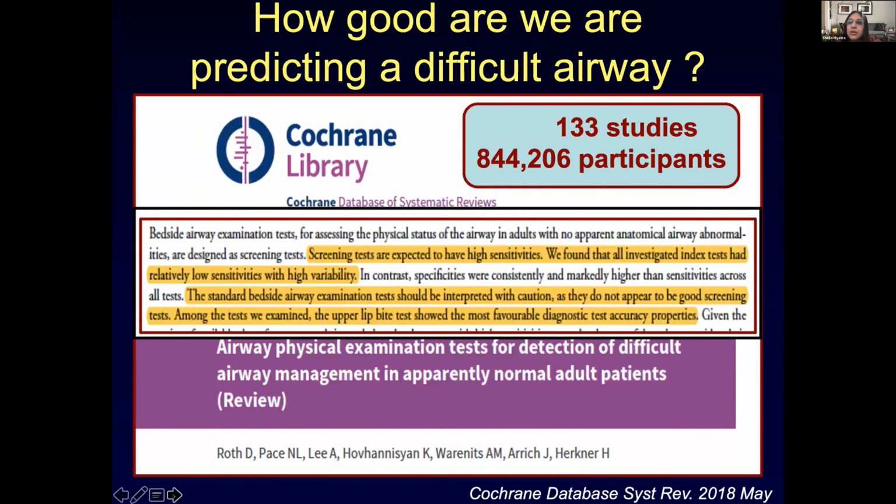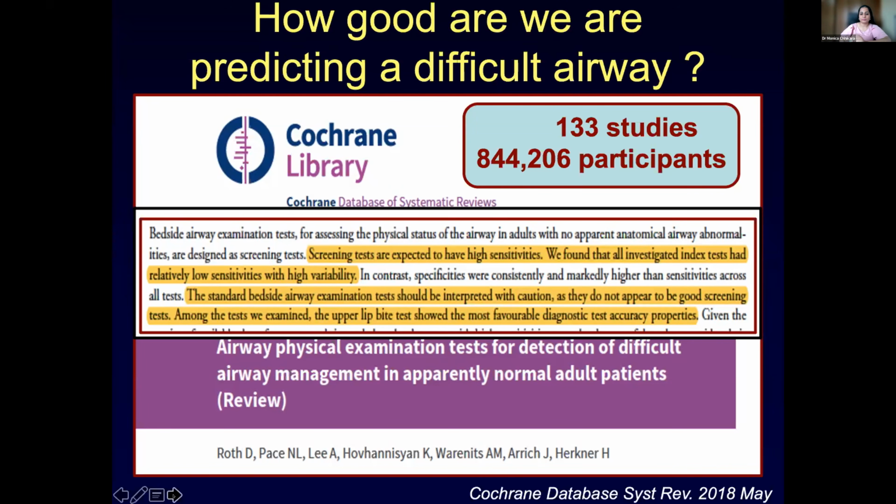But the Cochrane review found that all the investigated indices had relatively low sensitivity with high variability. So we should interpret the standard bedside examination tests with caution, because they don't appear to be good screening tests. Among the various tests studied, it was the upper lip bite test, which I'm sure all of you are aware of, that showed more favorable diagnostics.